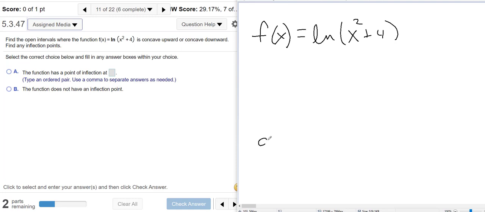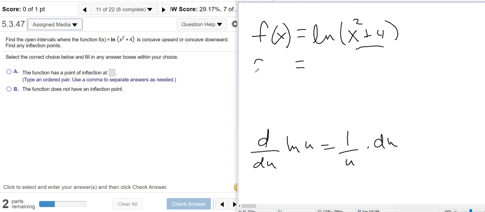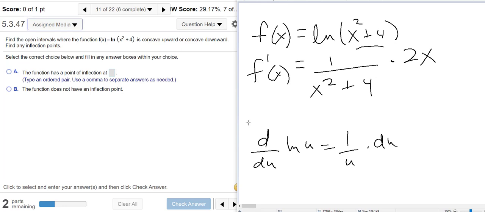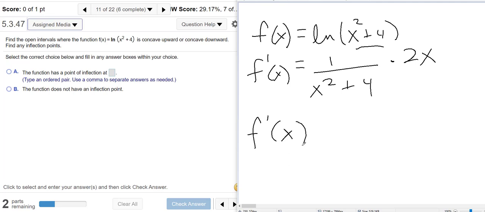Remember that the derivative with respect to u of ln of u is 1 over u times du. So I've got to use the chain rule on this. F prime of x is 1 over x squared plus 4 times 2x. Don't forget the 2x. Whenever you have a differentiable function within another function, you have to tack on that chain rule. So that is 2x over x squared plus 4.